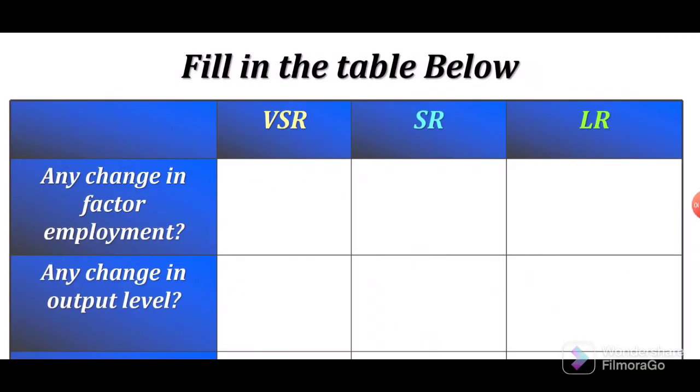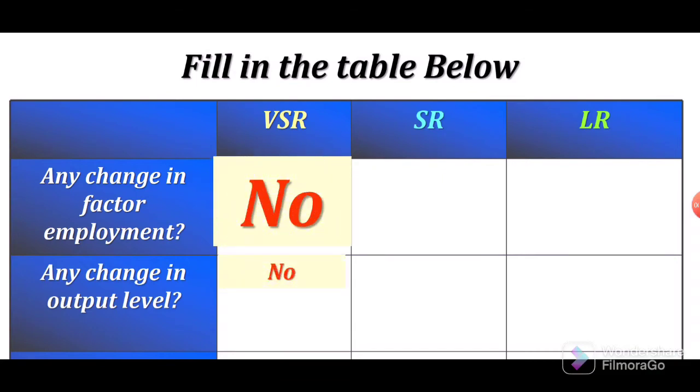Then you have to fill in the table below. If there is any change in factor employment in the very short period, no change will be there. Then any change in output level? In the very short period there will be no change in output level. And what is the reason for this? Because time is needed to recognize the change, make a decision and implement the adjustment. So therefore there is no adjustment. In the very short period, neither your factor employment nor your output level changes. So both things do not change.